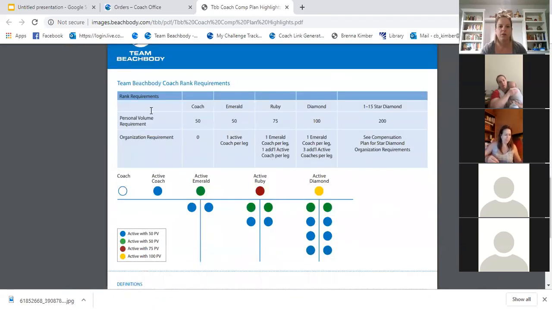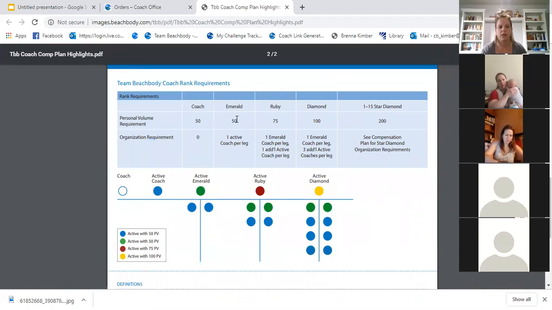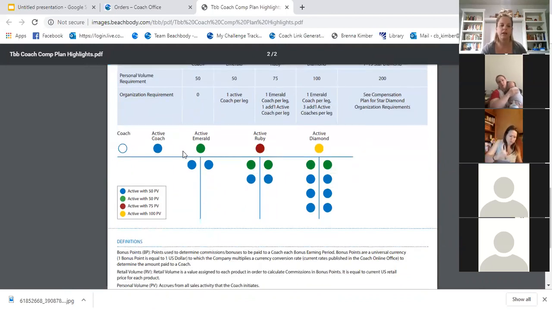Okay, and then these are the PV requirements that I already talked about. Personal volume requirements: 50 for Coach and Emerald, 75 for Ruby, 100 for Diamond. These are what the ranks look like.